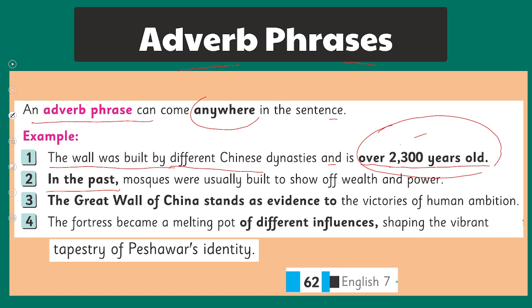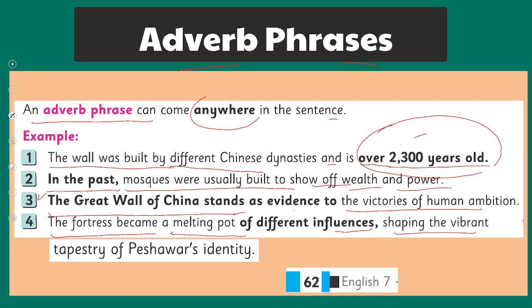In the past, mosques were usually built to show off wealth and power. Number three, the Great Wall of China stands as evidence to the victories of human ambition. And number four, the fortress became a melting pot of different influences, shaping the vibrant tapestry of Peshawar's identity.